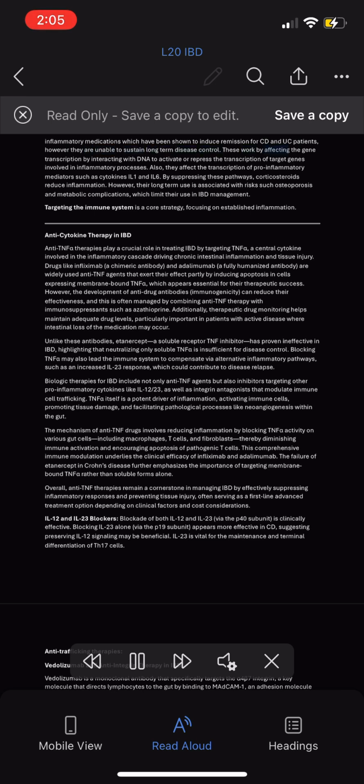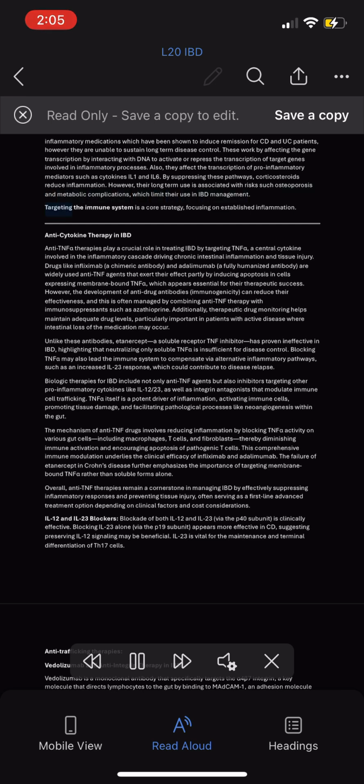These work by affecting gene transcription, interacting with DNA to activate or repress the transcription of target genes involved in inflammatory processes. Also, they affect the transcription of pro-inflammatory mediators such as the cytokines IL-1 and IL-6. By suppressing these pathways, corticosteroids reduce inflammation. However, their long-term use is associated with risks such as osteoporosis and metabolic complications, which limit their use in IBD management.